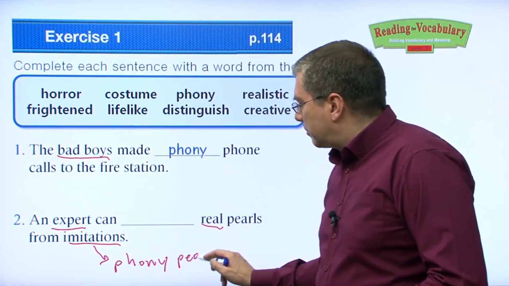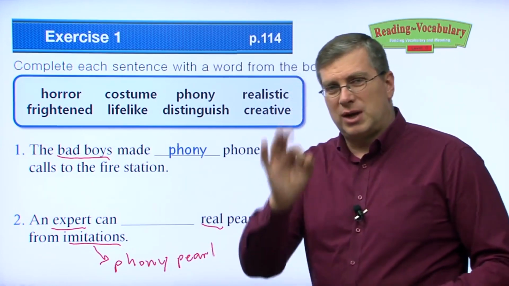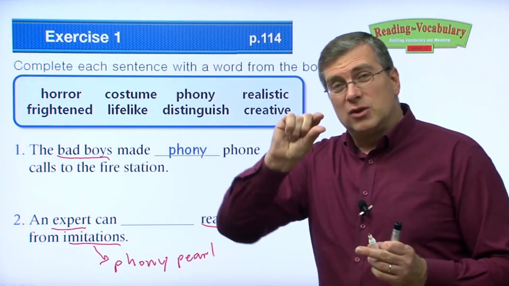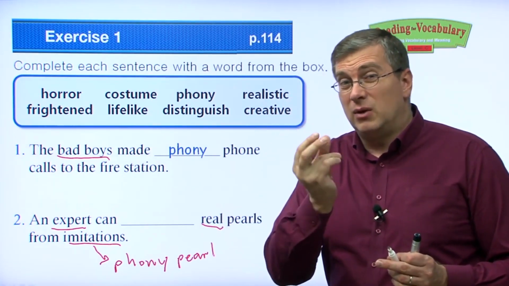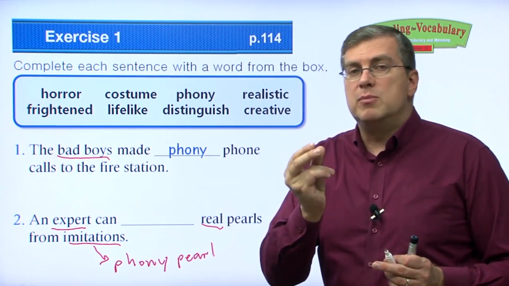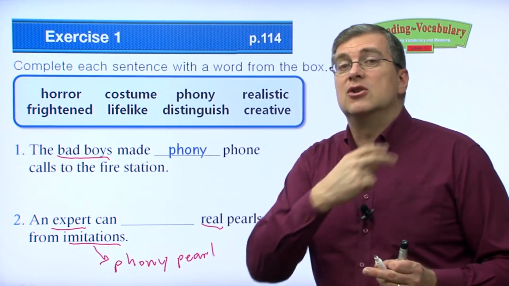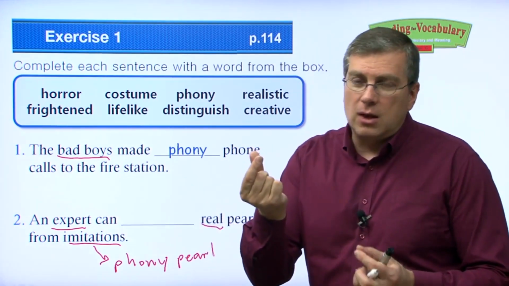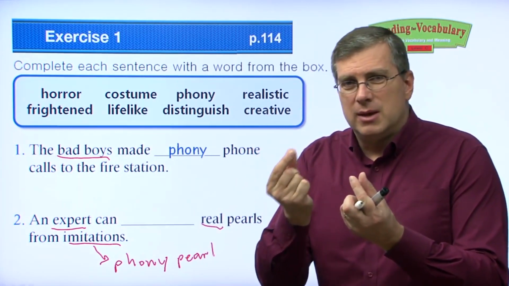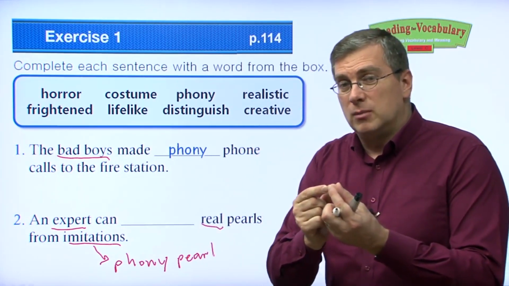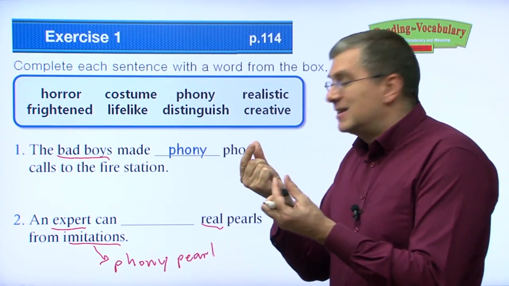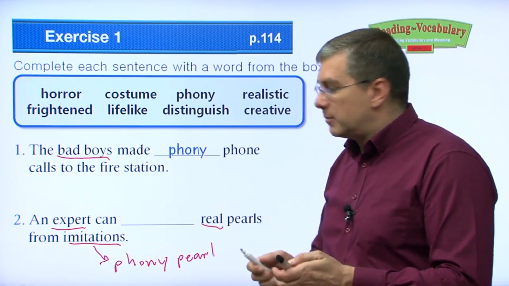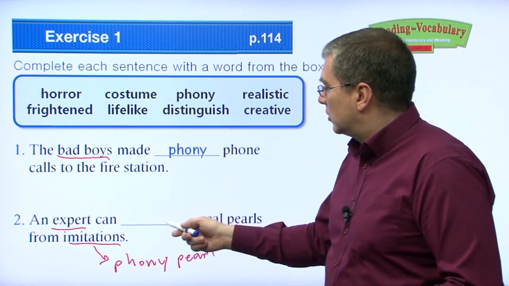Now, what is a pearl? A pearl is a precious, it's like a stone. You find it in an oyster or a clam. It's round, white, and sometimes very beautiful if you get a good pearl. People will use it in jewelry, especially necklaces. Now, of course, an expert can tell, because some people try to copy the real pearl from nature, right? But an expert can tell the difference. What's another word for tell the difference? Another word that we talked about here is distinguish.